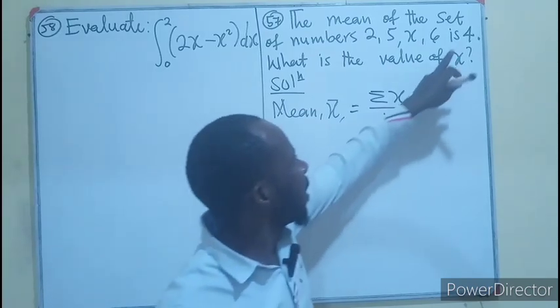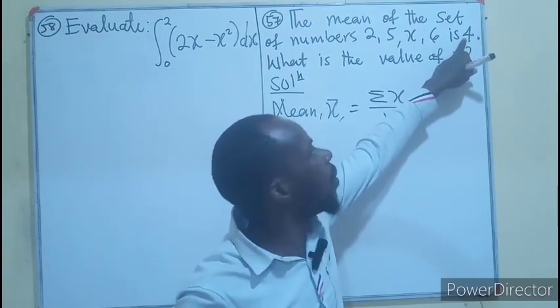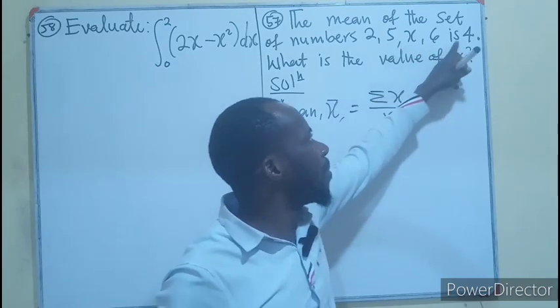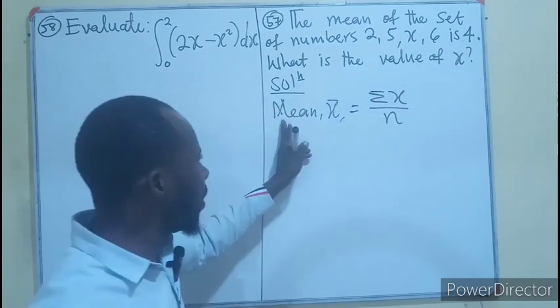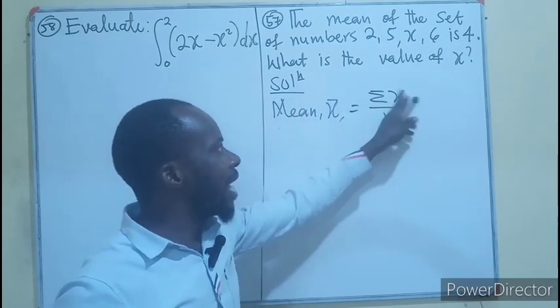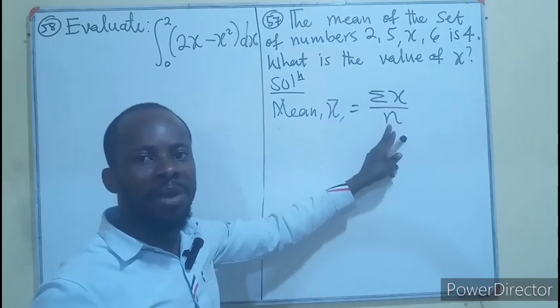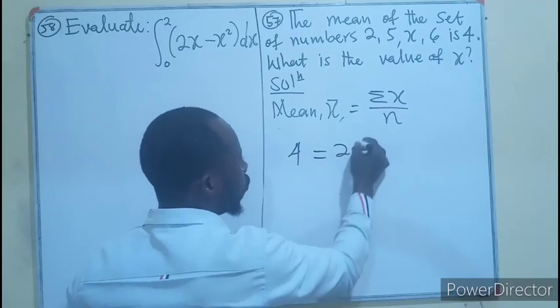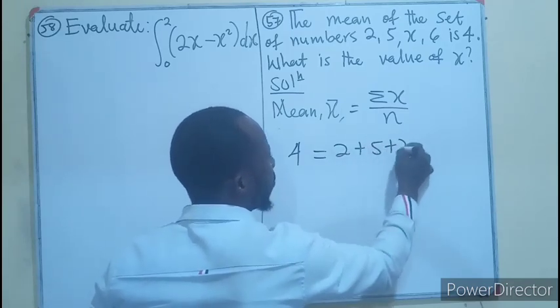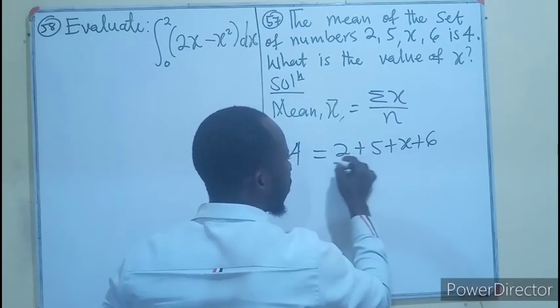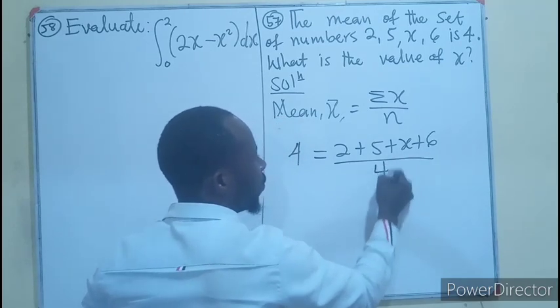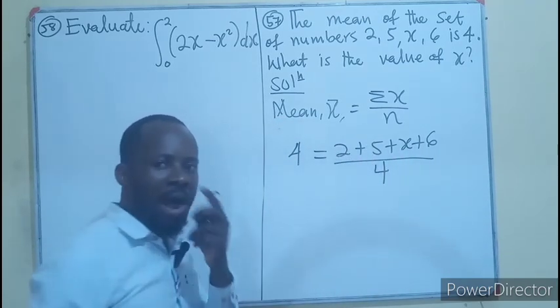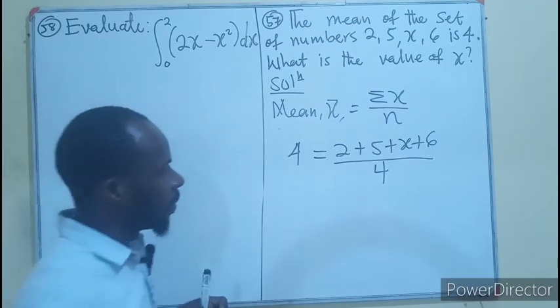In this case, the mean has been given to us as 4. So the mean is 4. Then we add the numbers divided by how many they are. So 4 equals 2 plus 5 plus x plus 6, all divided by 4. 1, 2, 3, 4. There are 4 items out there.